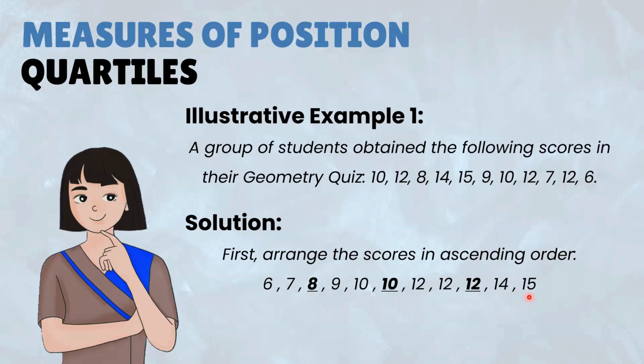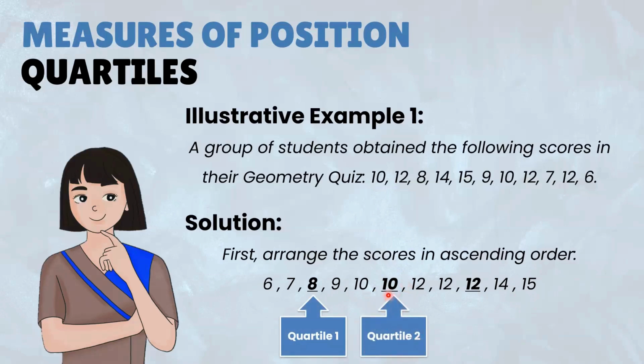So after we arrange our values in increasing order, we can now determine our quartile values. Let's begin with our middle value. Since there are 11 values in our data set, the middle value is located in the 6th position. So the quartile 2 value is 10. And then for the remaining 5 values, we get the middle value that will be our quartile 1 value. There are 5 values left to the left of 10, so the middle of it is 8. So our quartile 1 value is 8.